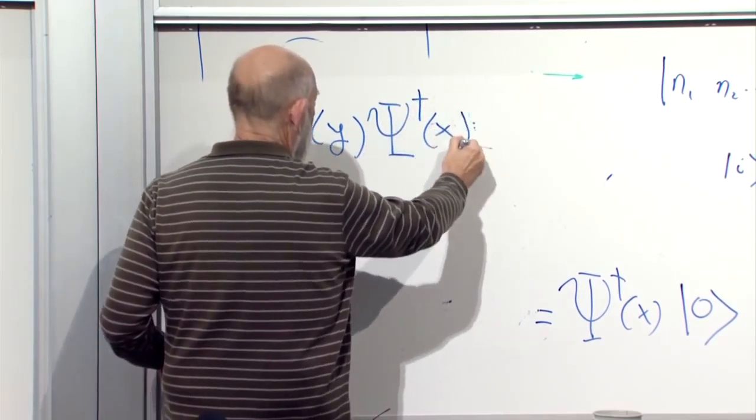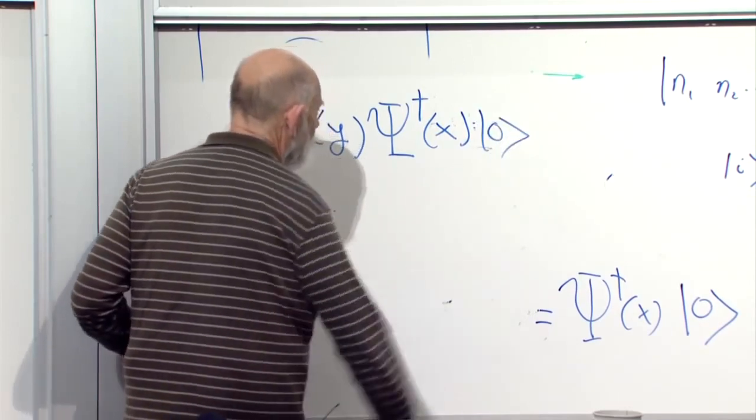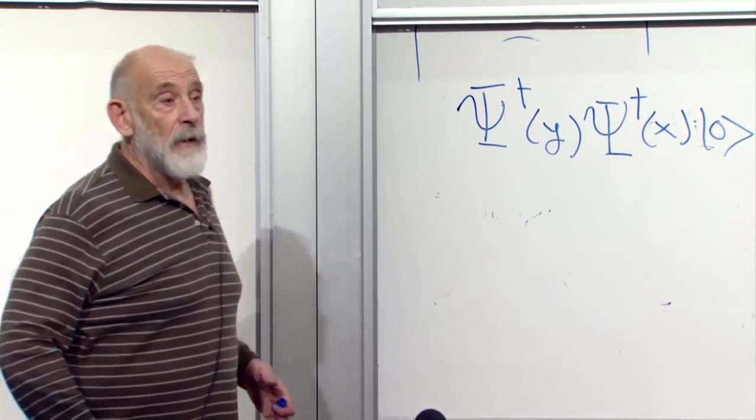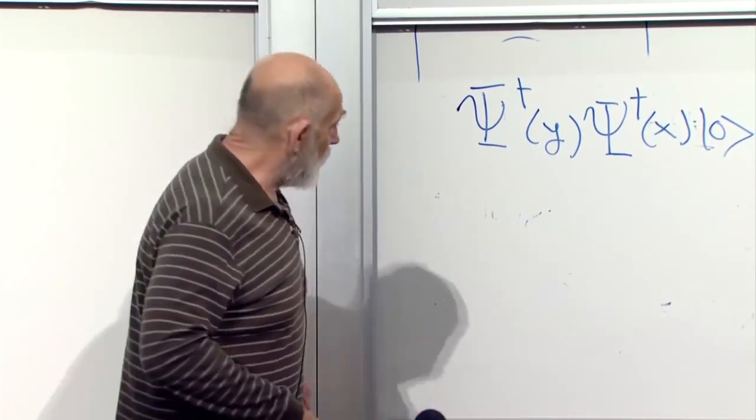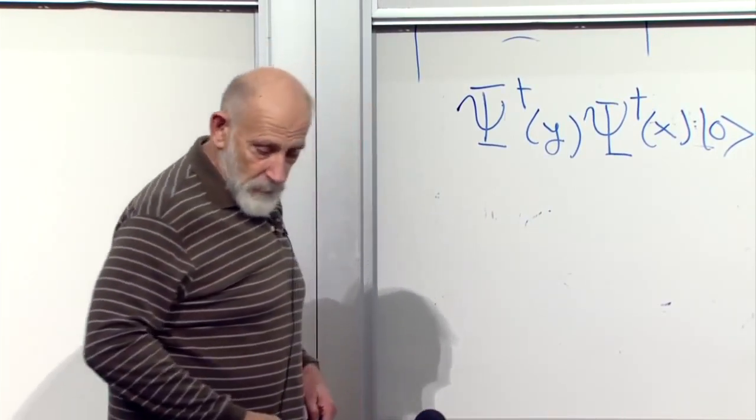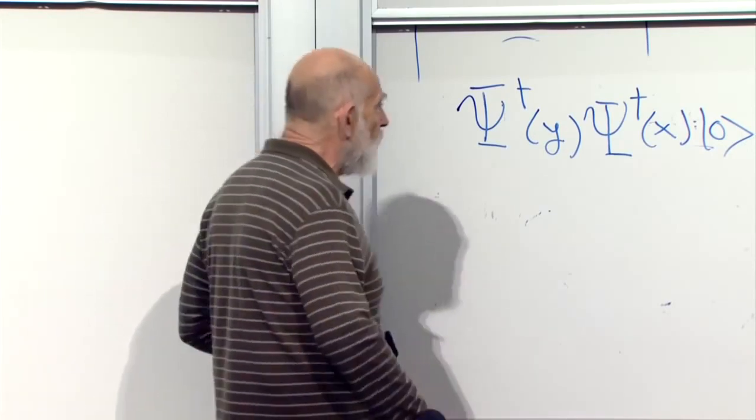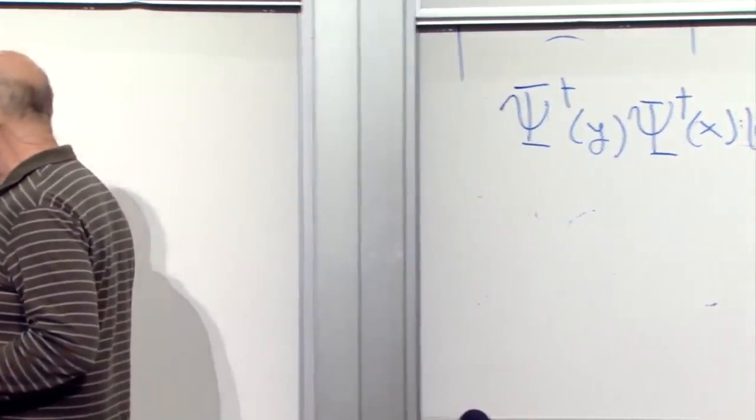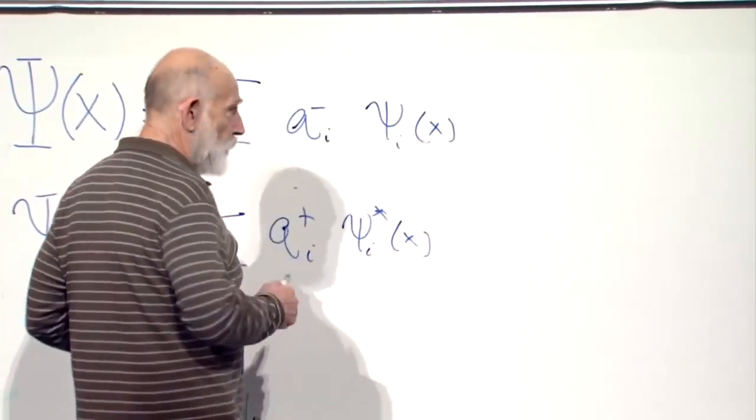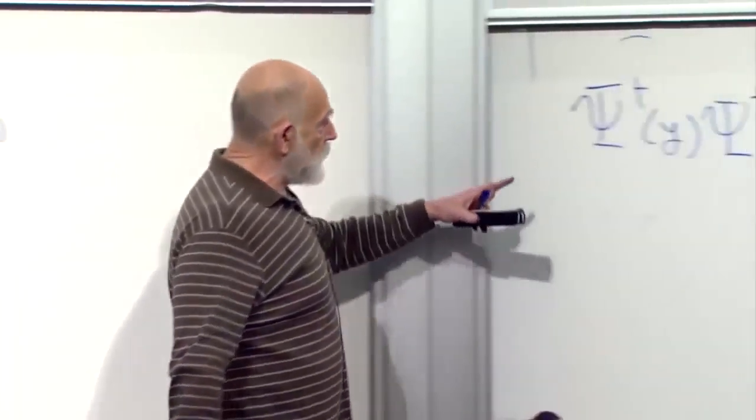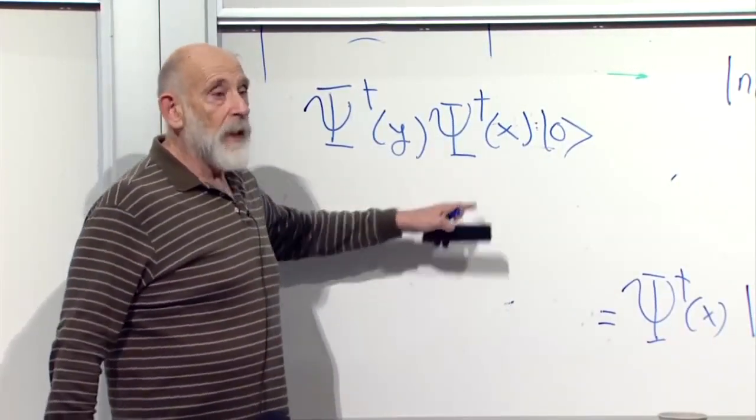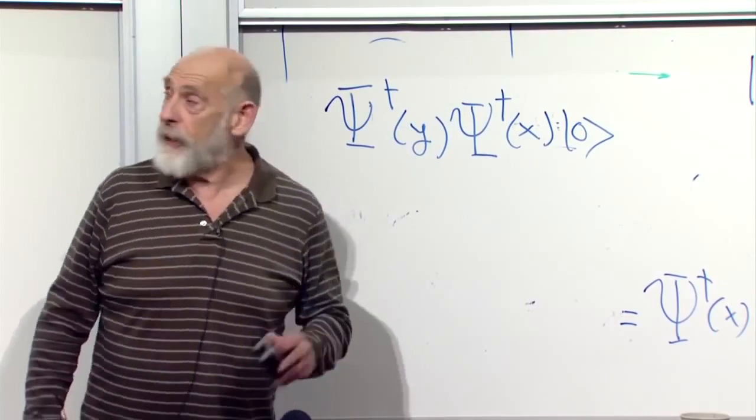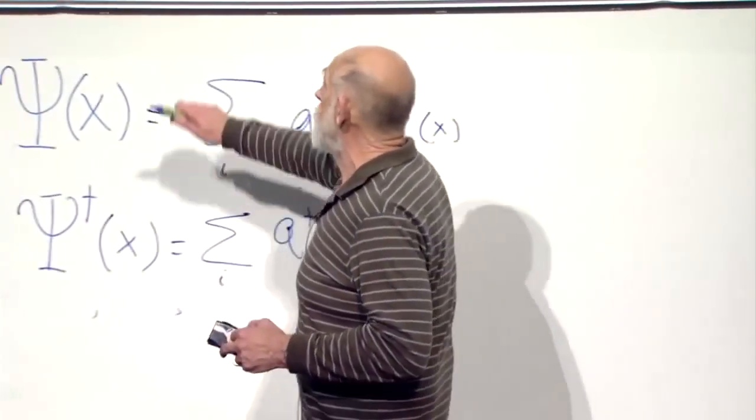This is a particle at x and a particle at y. Now, x and y could be the same point, or they could be different points. Right? Let me point one thing out, one interesting fact. The psi's are made out of annihilation operators. There are no creation operators in here at all. Every annihilation operator commutes with every other annihilation operator.